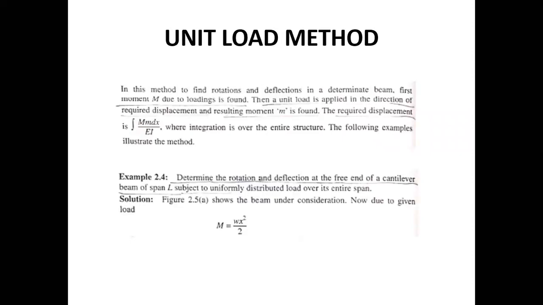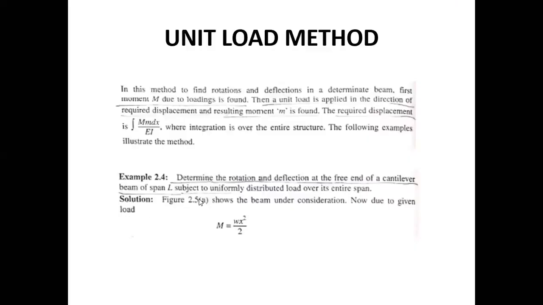Now, the next method is the unit load method. This method is also used to calculate the deflection or rotation at any point in case of a beam. In this case, the required displacement is the integration of capital M multiplied by small m dx upon EI, where capital M is the moment due to the present loading. Small m is the moment due to the unit load applied. So we'll quickly see.